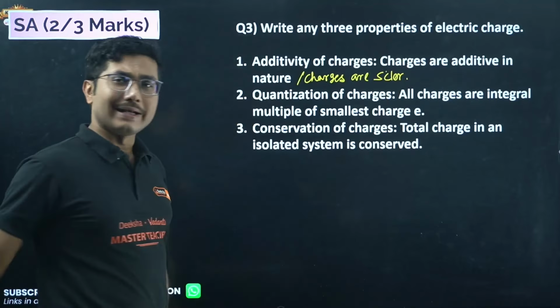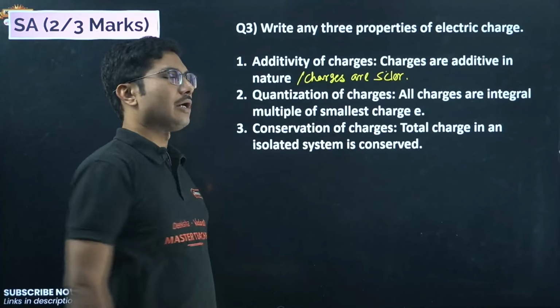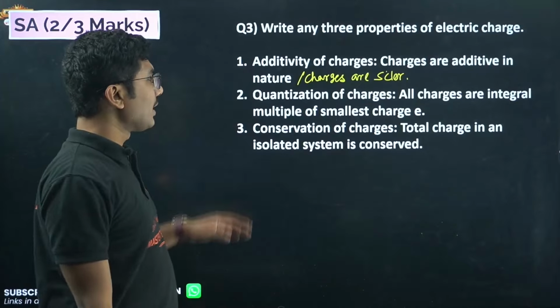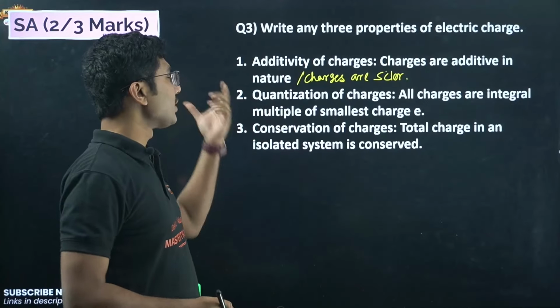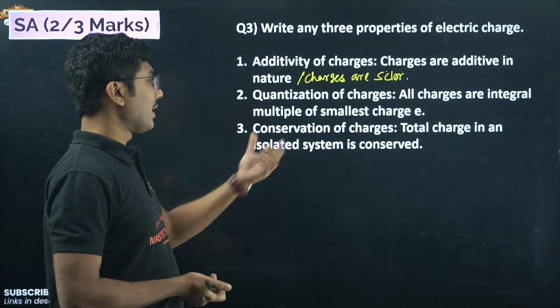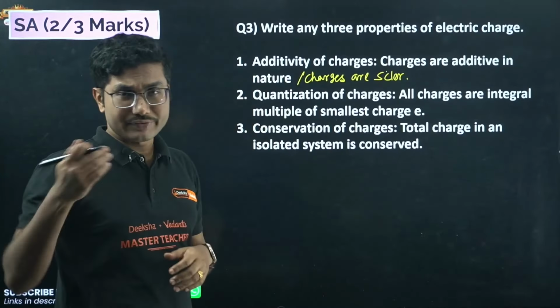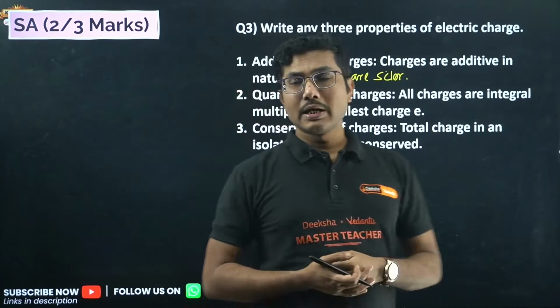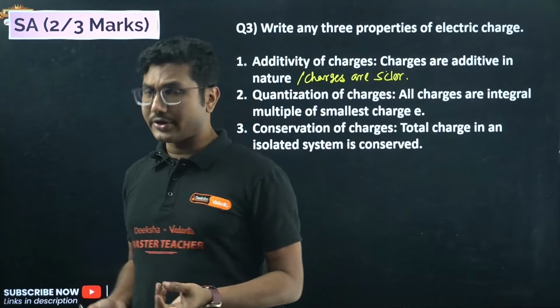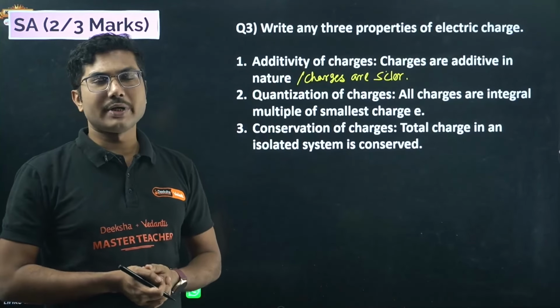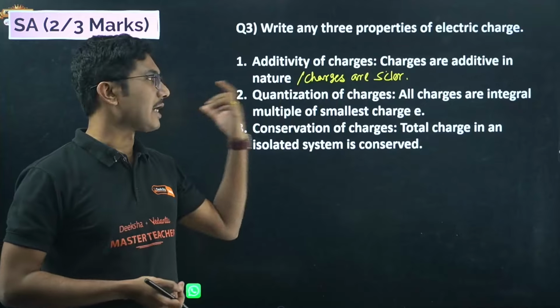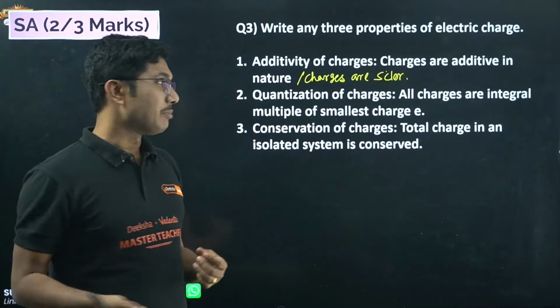Charges can be added like a scalar. Whatever you are comfortable with, you can write that over here. But for quantization of charges and conservation of charges, you have to mention them. I have seen that many students just mention additivity of charges, quantization of charges, conservation of charges. If the teacher is slightly strict, they will deduct marks. Quantization of charge does not make any sense unless you explain that all charges are multiples of the smallest charge, small e.